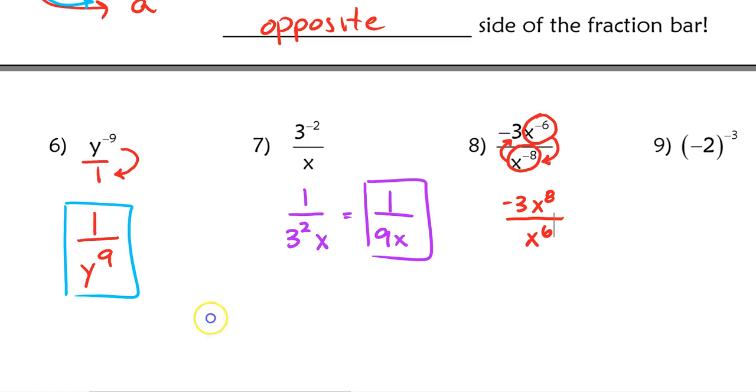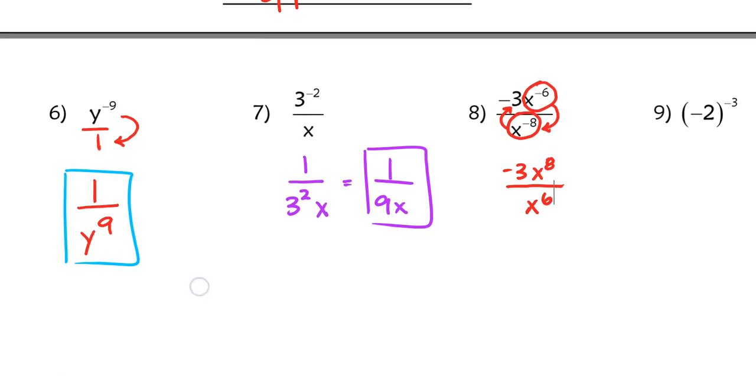Now when I look at this overall answer, I need to simplify just a little bit further. Since I have variables with the same base here, x to the 8th over x to the 6th, I have to use that rule that we learned yesterday. I need to subtract those exponents. So that becomes -3x to the 2nd power, when I subtract 8 minus 6 to get x to the 2nd power. So there's my final answer for number 8.